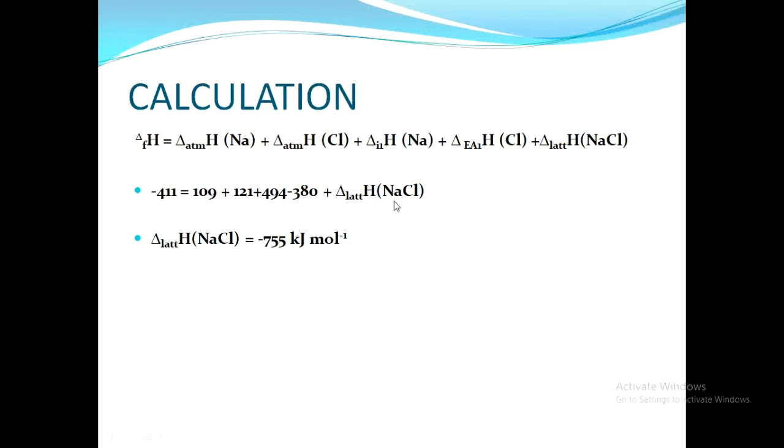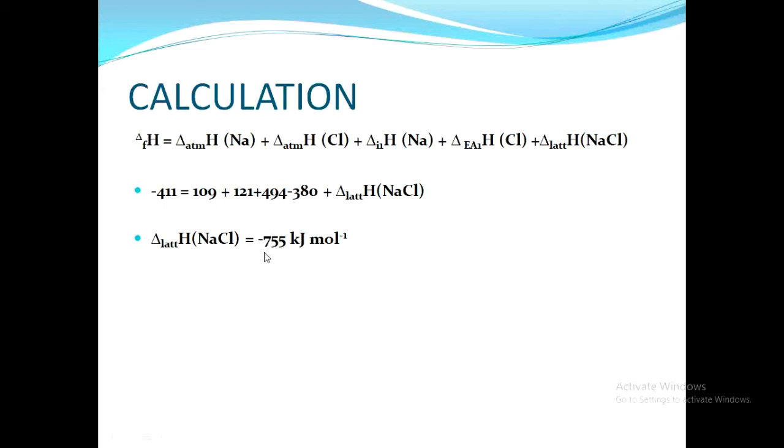As we cannot calculate the lattice enthalpy directly, we use the Born-Haber cycle methodology to calculate the lattice enthalpy for sodium chloride here. The lattice enthalpy for sodium chloride comes out to be minus 755 kilojoule per mole. You can see that it is an exothermic process because it is the formation of bonds, the electrostatic forces of attraction between the sodium positive ions and chloride negative ions.